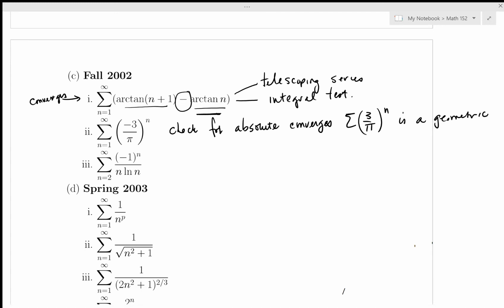Okay, this one is already somewhere else. I see I wrote to myself here, this was obviously a question. It's alternating. I would consider the alternating series test, but this is on the spring 2002 exam. I don't need to do it again. But it's a good candidate for the alternating series test.